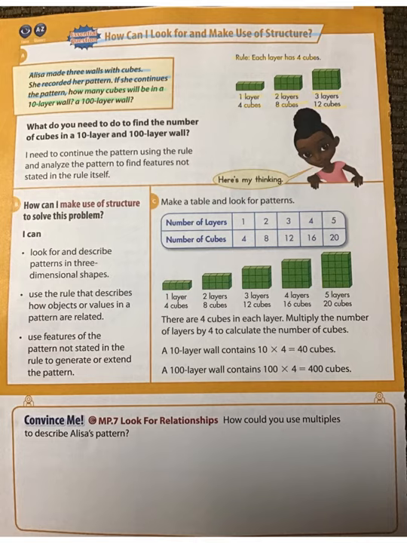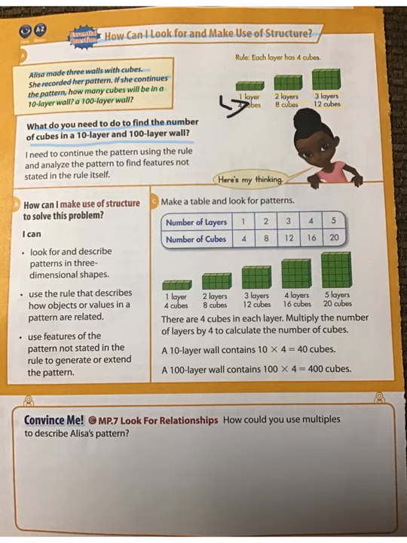Now, looking at the pattern, I'm always going to look and see how do I get from this first number to the second number. And I can see that I'm multiplying by 4 because 1 times 4 is 4. Sorry, my stylus kind of wrote a little arrow over the 4. 2 times 4 is 8, and 3 times 4 is 12. So, what do you need to do to find the number of cubes in a 10 layer and a 100 layer wall? Well, thinking about what I just did, I need to continue the pattern and just multiply by 4.